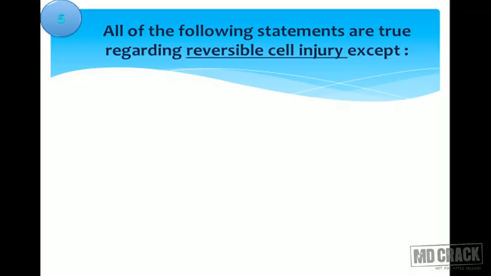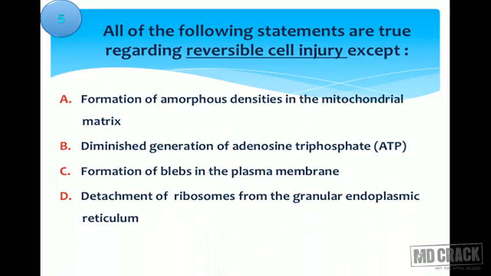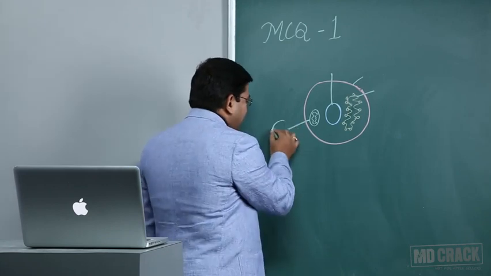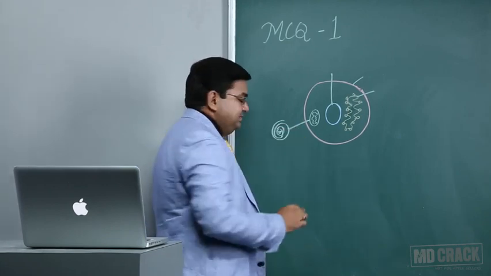Fifth question, all the following statements are true regarding reversible cell injury except. Option A, formation of amorphous densities in the mitochondria; diminished generation of adenosine triphosphate, that is ATP; formation of blebs in the plasma membrane; detachment of ribosomes from granular endoplasmic reticulum. So let us see what this question is meant for. So the changes that are seen in the reversible cell injury are all except formation of amorphous densities in the mitochondria. So this mitochondria showing the amorphous densities, that is the first option.